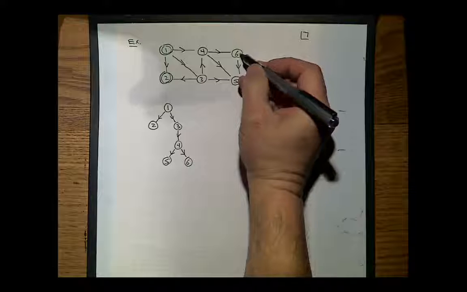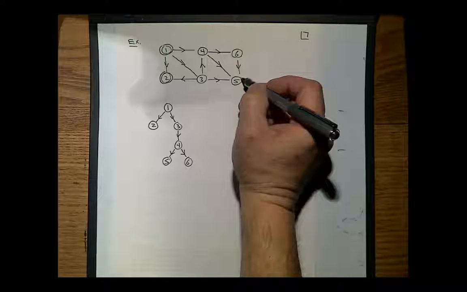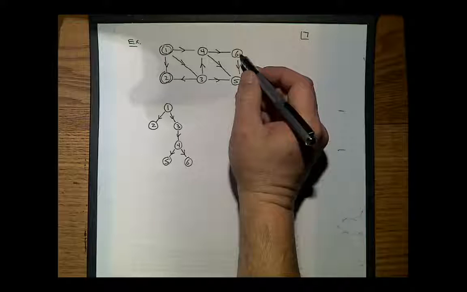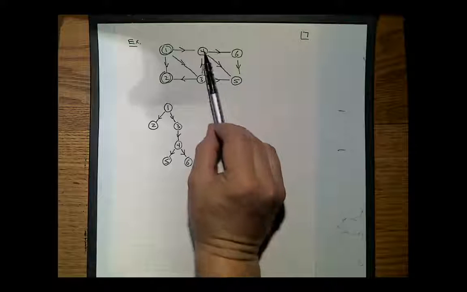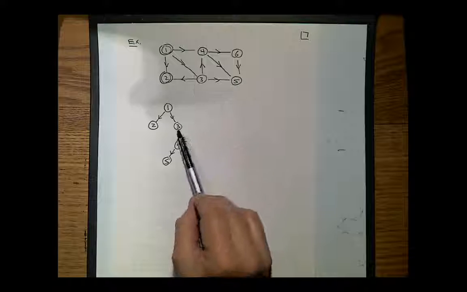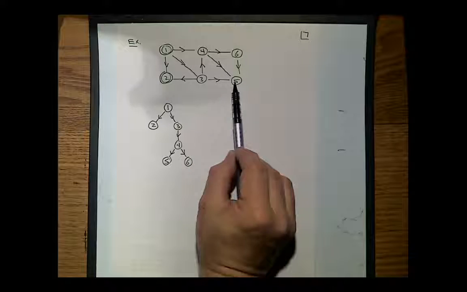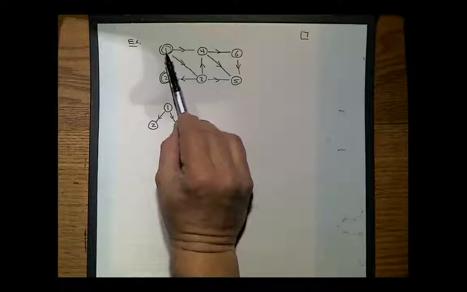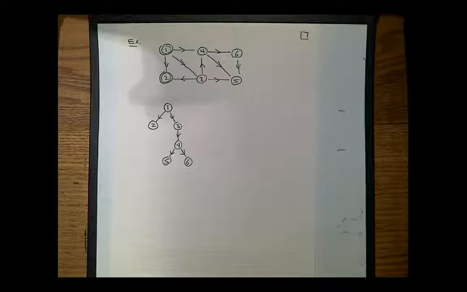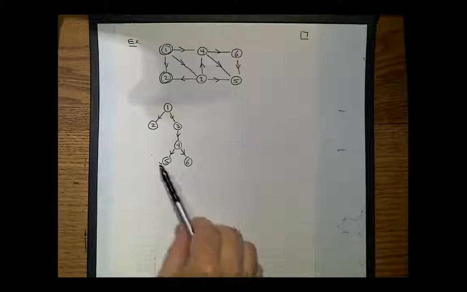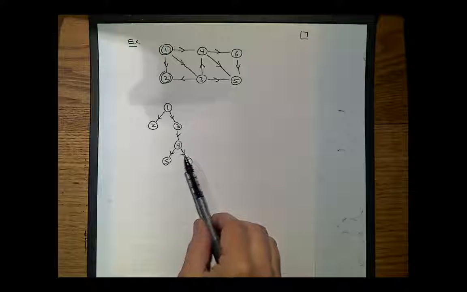What else can I discover from 6? Nothing, because 5 has already been discovered. So I back up from 6 to 4. Nothing new to discover from 4, so I back up to 3. By this time, 5's been discovered, so I back up to 1. By this time, 4 has been discovered, so I'm done. Okay, so there's DFS. And this picture now tells us the parent structure, the discover and finish times.